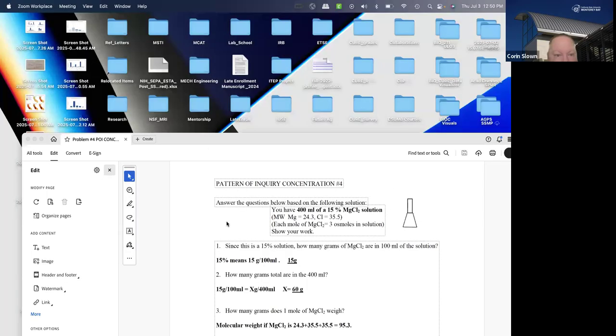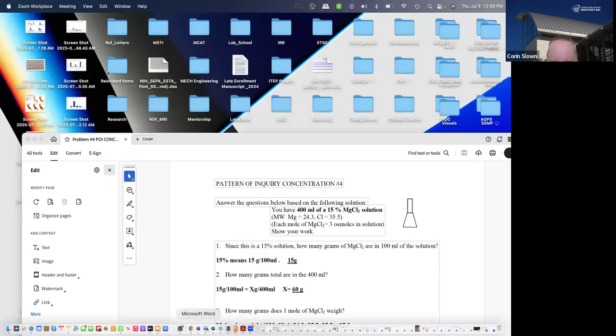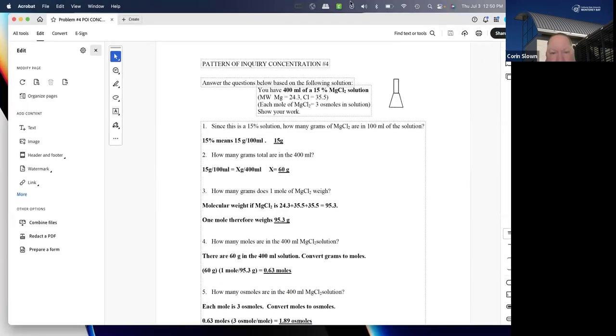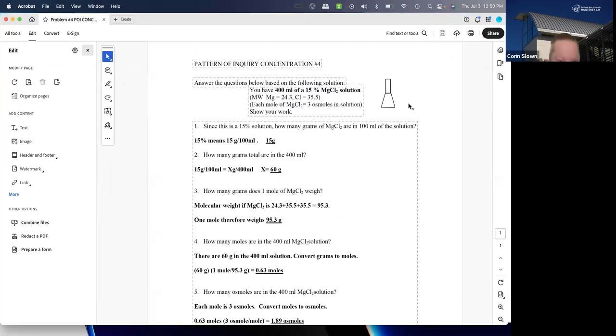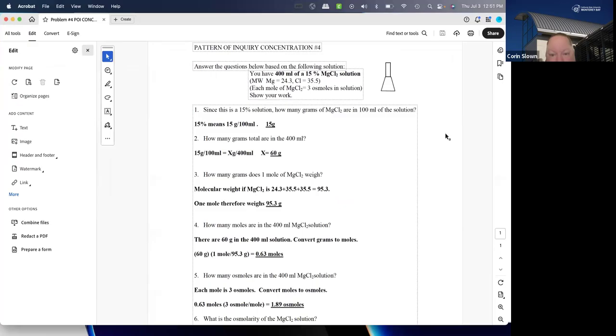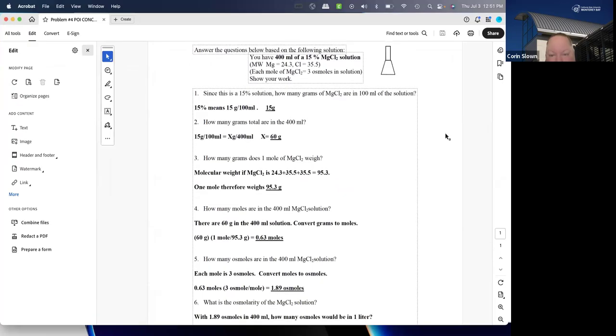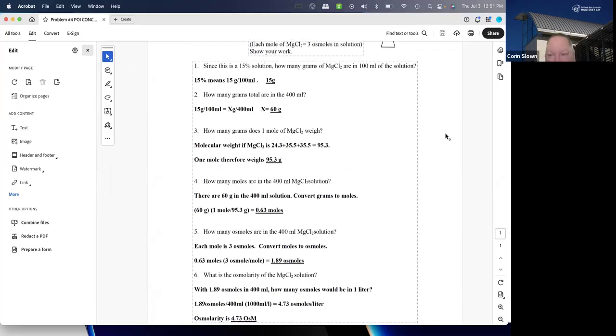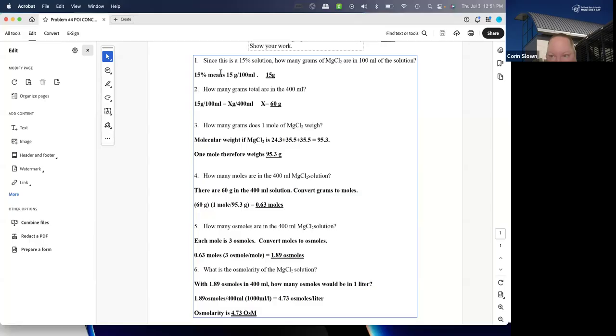The last one that I'm going to have you take a look at. So I just want to share this. I was looking at our patterns of inquiry, and this is one that you had for concentration. And I just wanted to go over this solution because I think several folks got hung up. They made it part of the way through the calculation, but then towards the end, I want us to check our assumptions. So you all did a great job at determining the 15% solution is 15 grams per 100 milliliters.